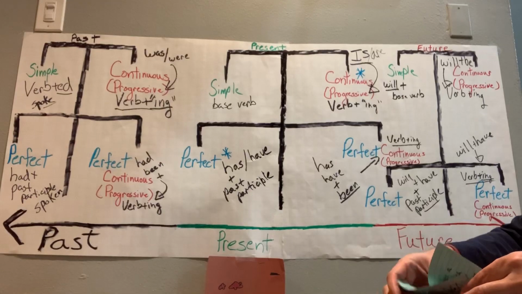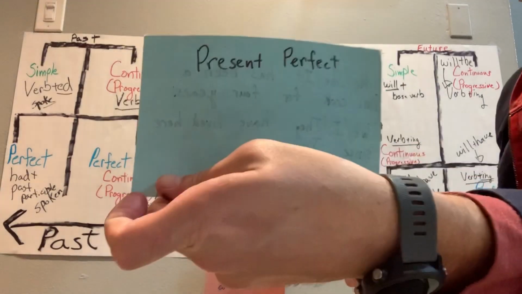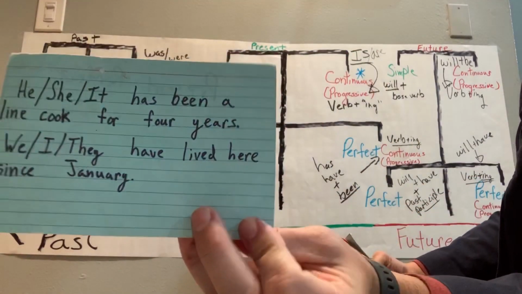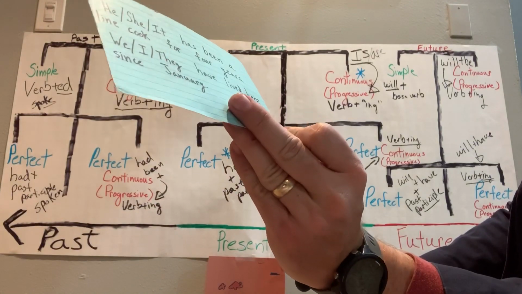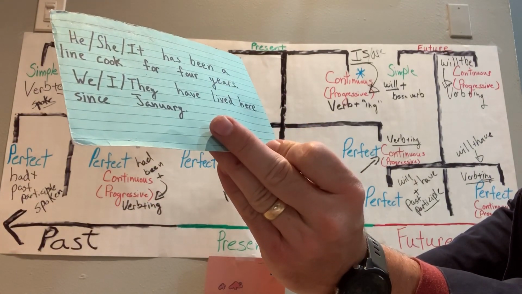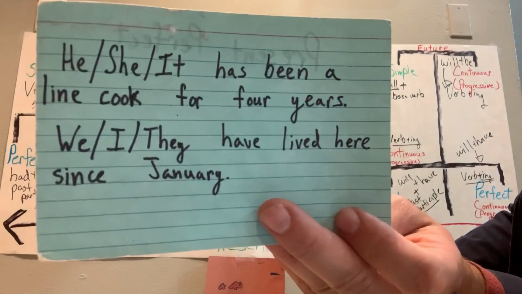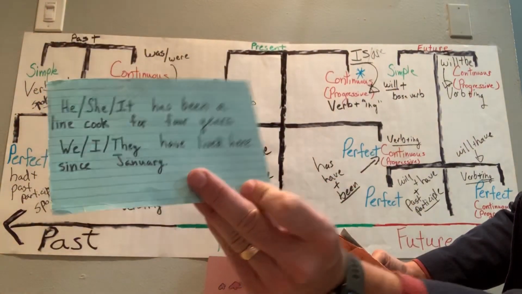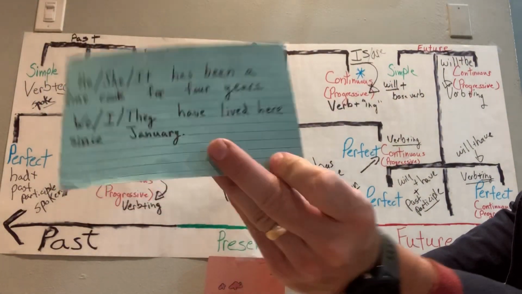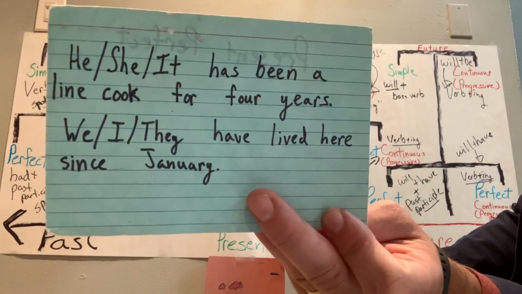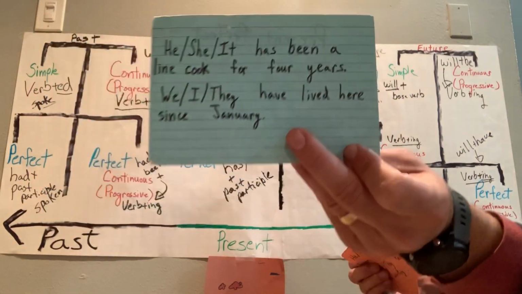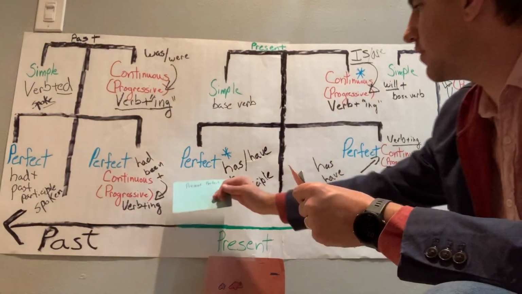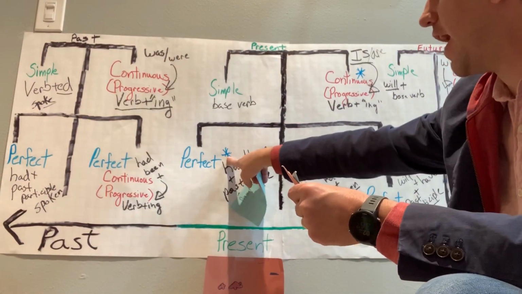So in that case, our present perfect, we're going to say he, she, or they, or he, she, it has been a line cook for 4 years. They have lived here since January. And I'm just going to pause here with the present perfect tense. There's a little asterisk there.